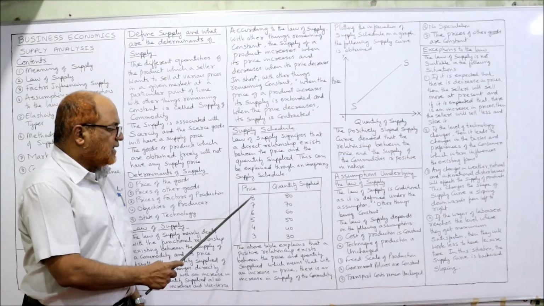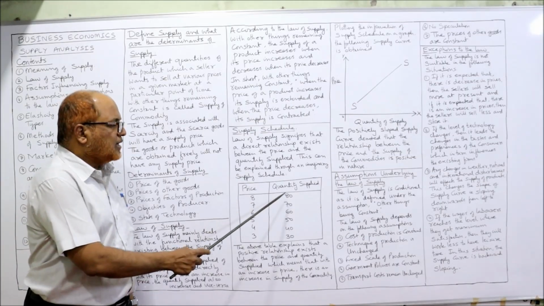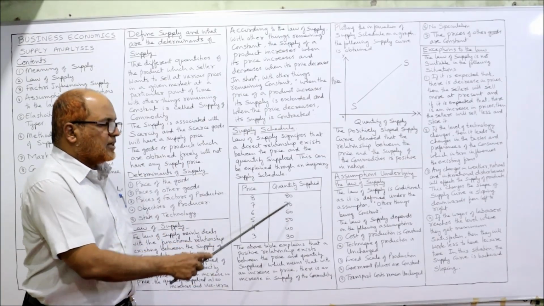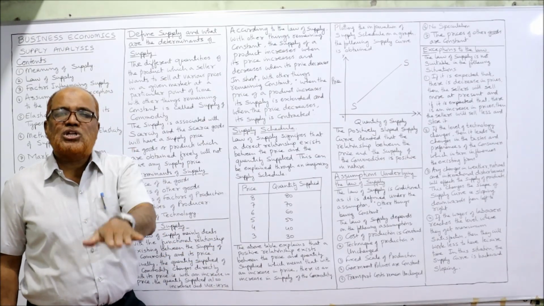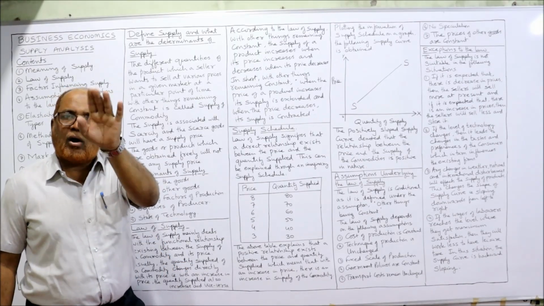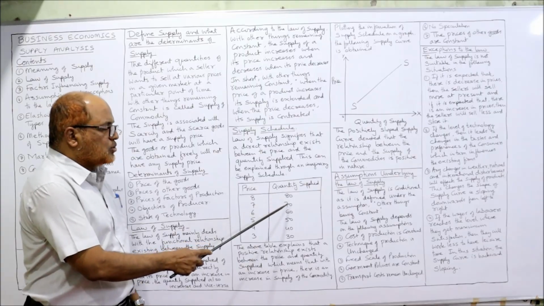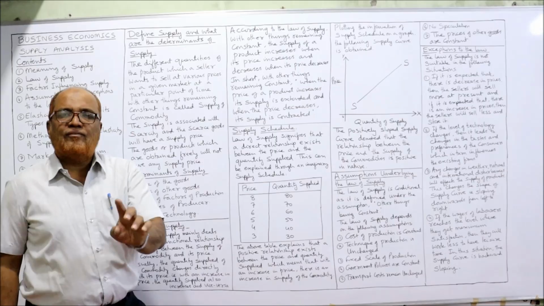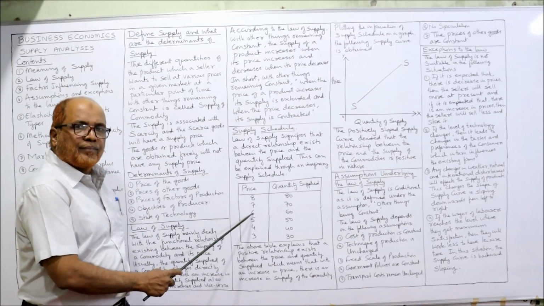At the price of 8 rupees, the quantity supplied is 80. For 8, 80 is the quantity supplied. If the price falls from 8 to 7, the quantity supplied also falls from 80 to 70. Similarly, the price further falls from 7 to 6.